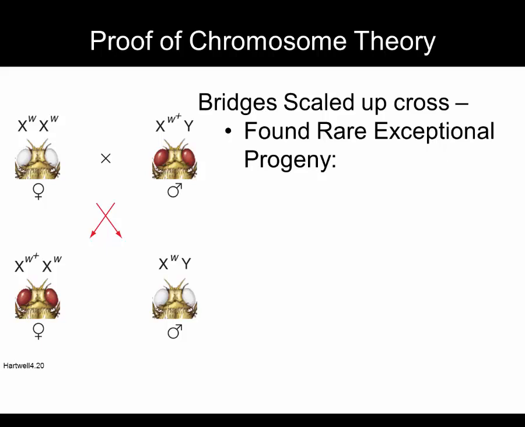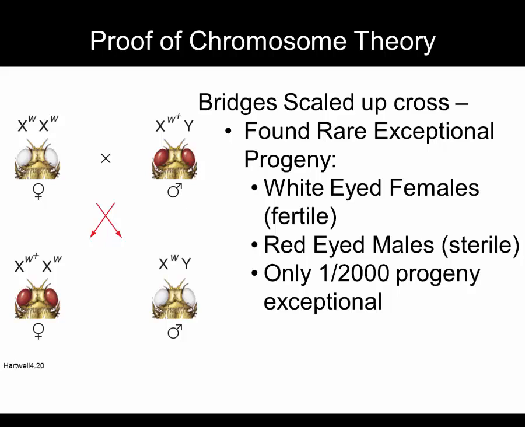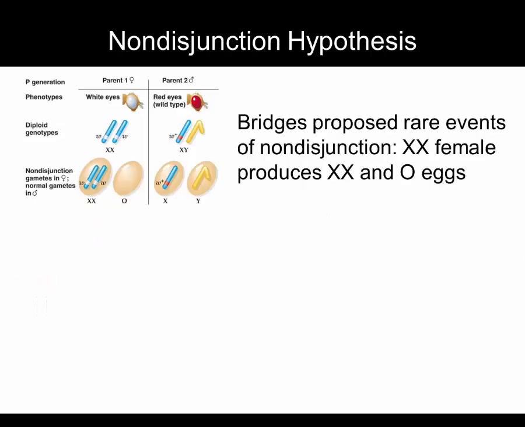Bridges scaled up the number of flies he looked at and saw that 1 in 2,000 offspring of the crisscross mating violated the typical pattern. These were white-eyed females and red-eyed males. And for some reason, all such males were sterile. What could explain this? Bridges proposed a rare event called non-disjunction.